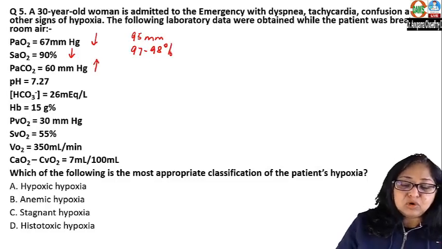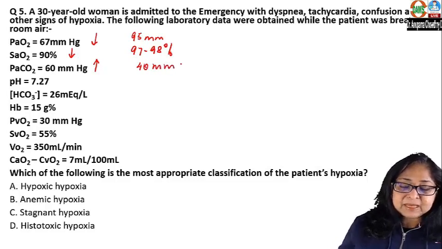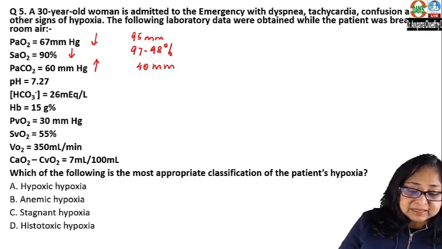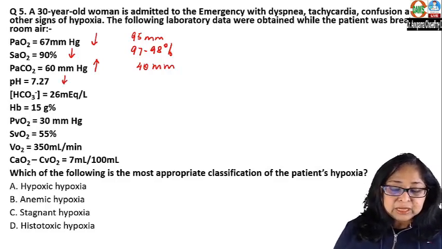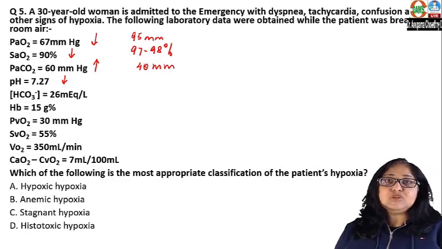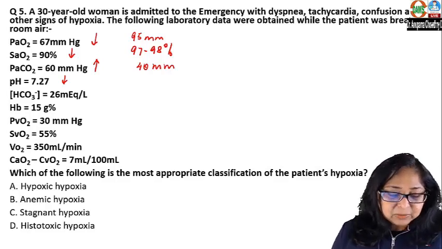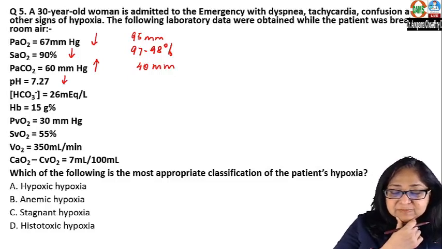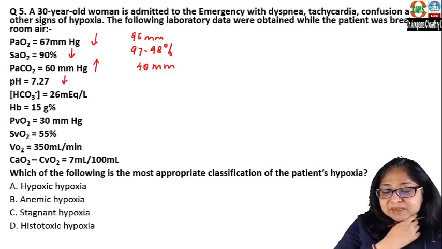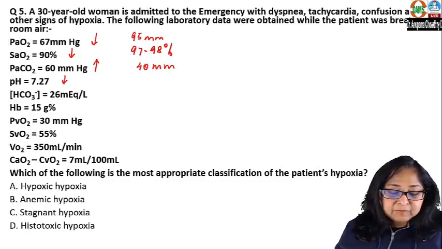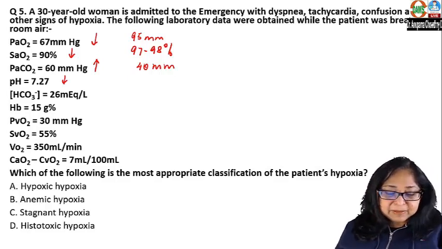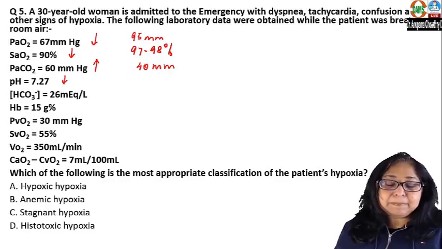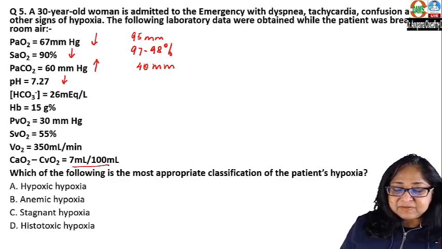PaCO2 is increased. Normal is 40 millimeters of mercury. pH is 7.27, which is reduced. So this is respiratory acidosis. Bicarbonate level normally is 24 milliequivalents per liter. Hemoglobin is normal. The partial pressure of oxygen in the venous blood is 30. Saturation of venous blood is 55. Oxygen consumption is 350 ml per minute, and the oxygen content in the arterial blood minus the oxygen content in the venous blood is 7 ml per 100 ml.